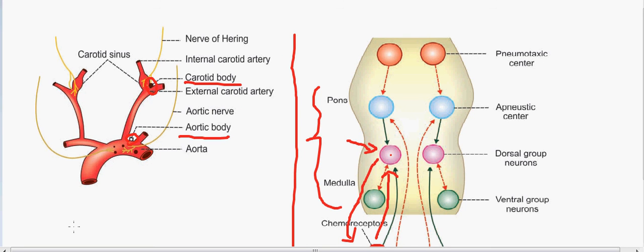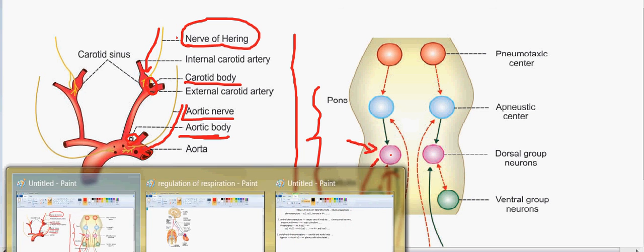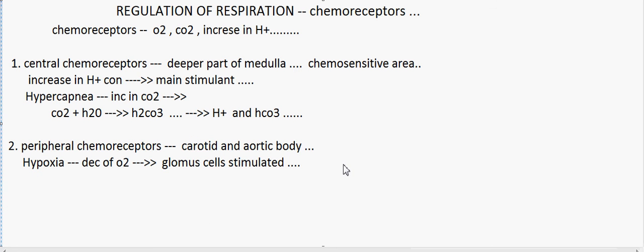So we'll see the nerve endings with which these receptors are provided. We can see the carotid body, which is supplied by the nerve of Hering, that is the Hering nerve. You can see it here, where the nerve goes to the carotid body, and the aortic body is supplied by the aortic nerve, which is over here, and we know that the aortic nerve is also a branch of the vagus nerve over here.